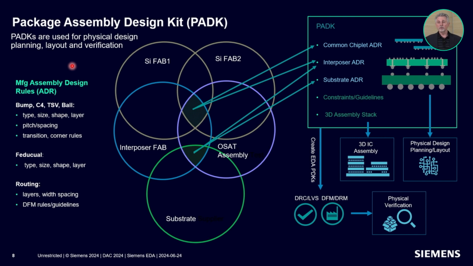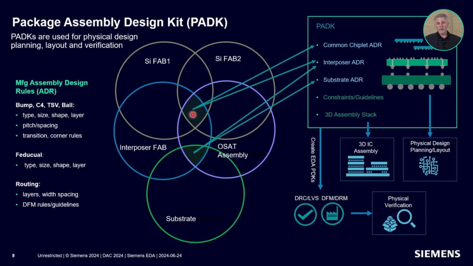So if we're going to have two different fabs working together in the same package, we need to come up with a common set of rules that overlap both of those fabs. So we create kind of a little Venn diagram where these overlap, and there would be a common set of assembly design rules that would be captured for all these chiplets that are going to be used in this package.